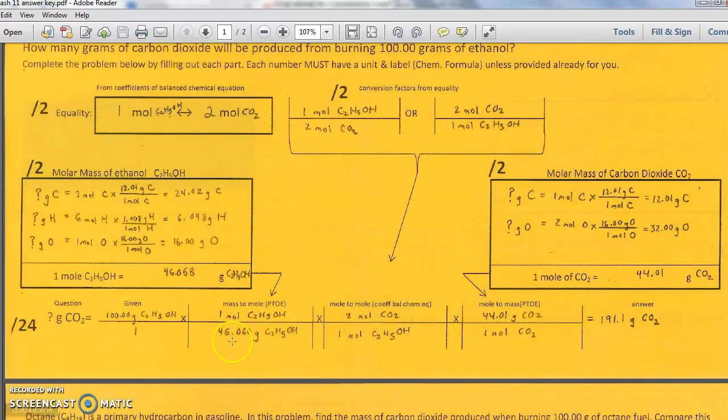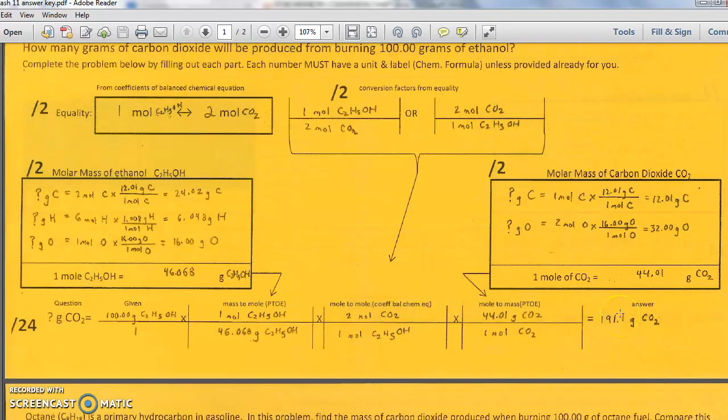I take 100 divided by 46.068, hit equals, times 2 on my calculator, hit equals, times 44.01 on my calculator, hit equals. If I burn 100 grams of C2H5OH, which is the name for ethanol, you would produce 191.1 grams of carbon dioxide. That's our first part of the problem right here.